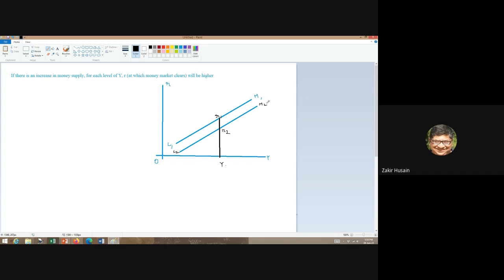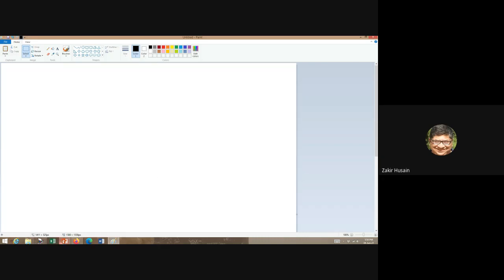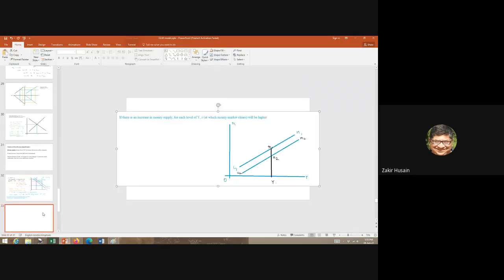So changes in the money supply will lead to shifts in the LM curve. If there's an increase in money supply, the LM curve will shift downwards. If there's a decrease in money supply, the LM curve will shift upwards. Okay. Now, the question is, is there any other way which can lead to a shift in the LM curve?